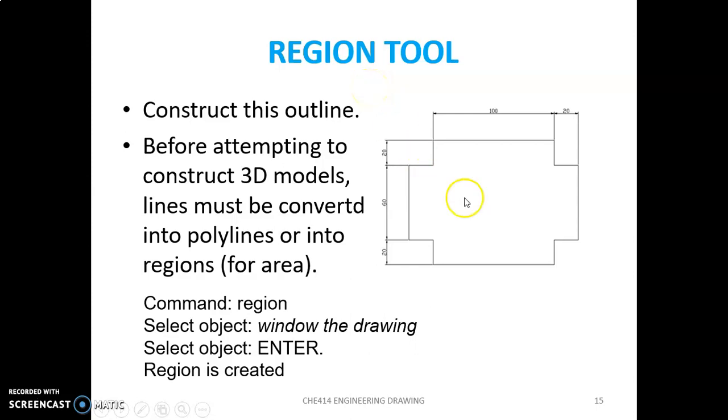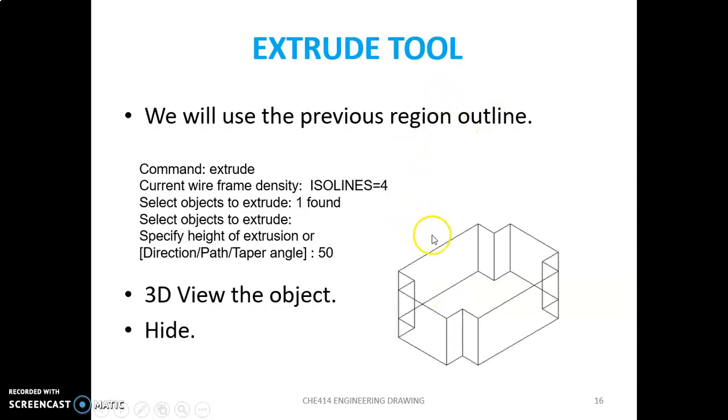And region tool. So for example, you have this drawing, a box. Type command region. Select object, window the drawing, and then press enter. So the region is created. This is the region. And then from the region you drew just now, you can also choose the extrude tool.